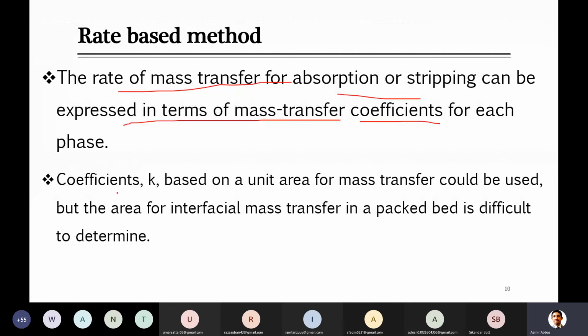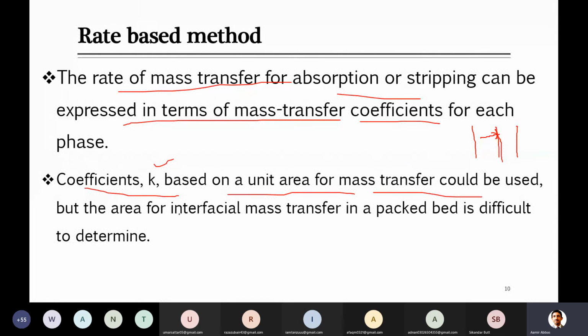The mass transfer coefficients, as you know, are represented with K. They are based on the unit area for mass transfer. In this case, that unit area is the interfacial area or interface, where we said that this separation or absorption takes place, based on two-film theory, in which there is a film of the gas on one side and a film of the liquid on the other side, and the area where they interact is called the interface, or here we will call it the interfacial area.